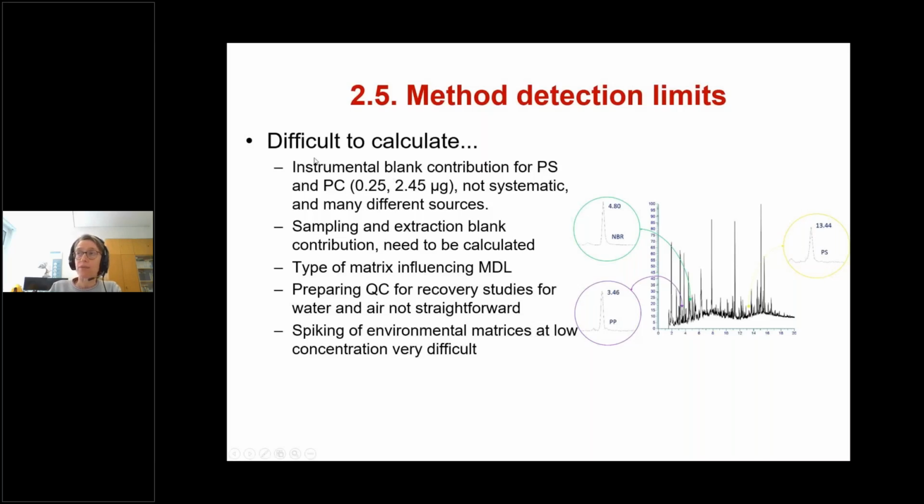So method detection limits are difficult, I would say, or challenging to calculate because of instrumental blanks, because of problems in the extraction blanks, and the type of matrix influences the method detection limits. Sometimes the recoveries are not calculated, or calculating the recoveries is not very straightforward. And it is also very difficult to spike environmental matrices at low concentration, basically because in general of the lack of standards.